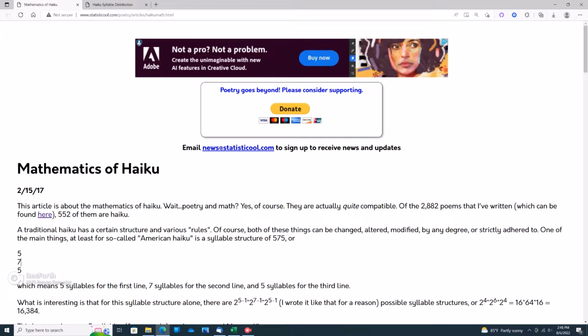But I had a couple questions that led to this work that I did. So I've written about maybe 3,000 poems, which can be found at this link, and about 550 of them are haiku. And I was thinking, how many possible syllable structures are there? And how many possible haikus are there? And how many of each syllable structure have I done? So I had lots of different questions that I wanted to explore, and they're kind of math problems involved with poetry, which are two of my jobs or my interests or whatever you want to call them. So I thought it was an interesting mix.